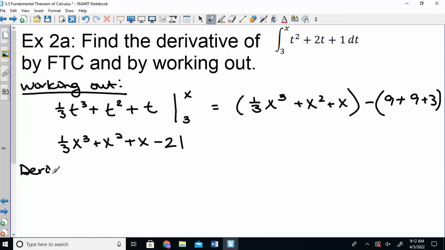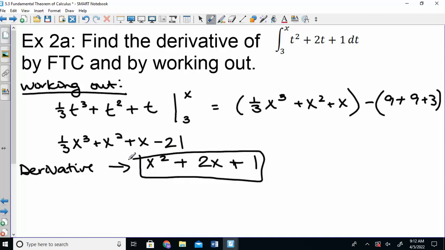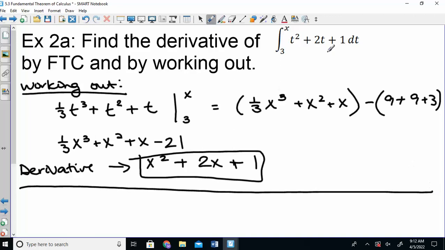That's the integral. So then if we did the derivative, what is the derivative of 1/3 x cubed? Plus, what is the derivative of x squared? Plus the derivative of x. And what's the derivative of 21? 0. So if I work this out, we have to do the antiderivative and then we do the derivative of that.